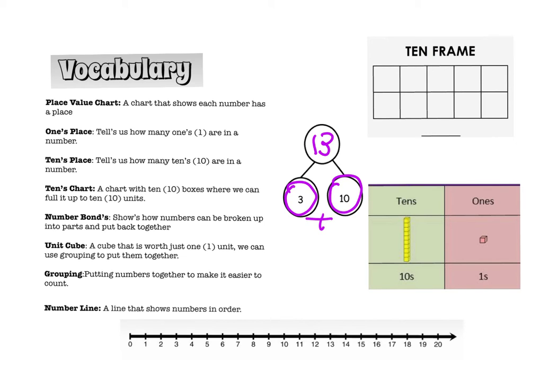This leads me to my last vocab word, a number line. A number line is a line that shows the numbers in order. This can help us add or subtract quickly.